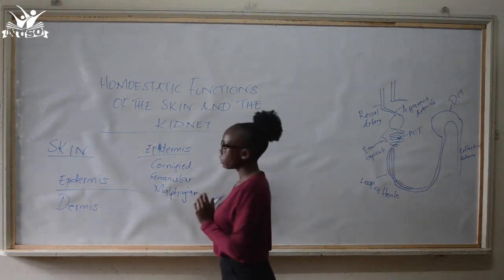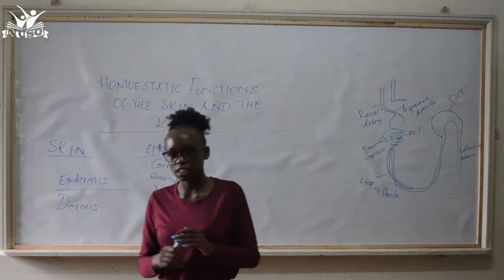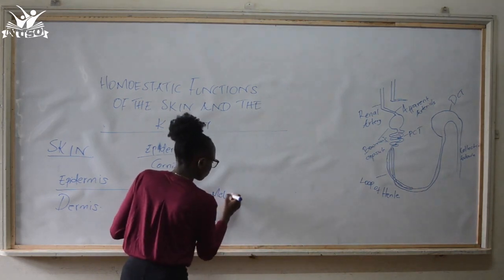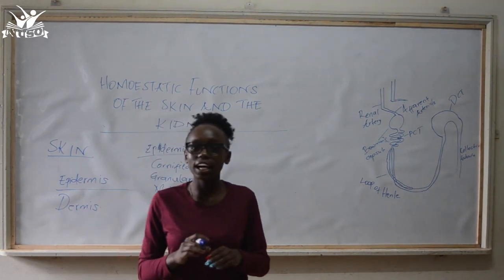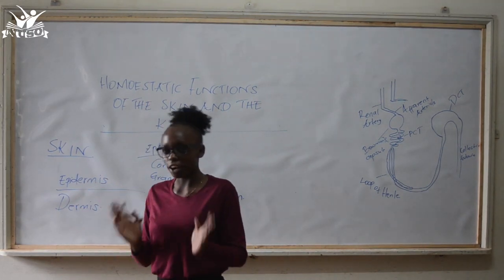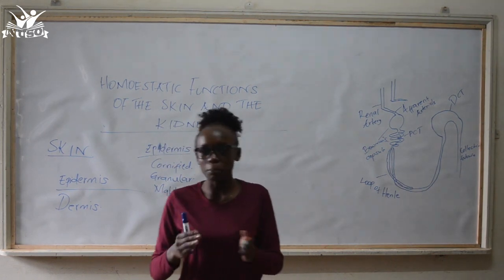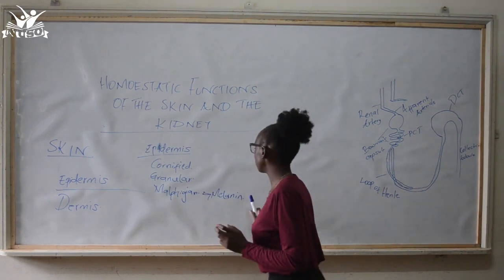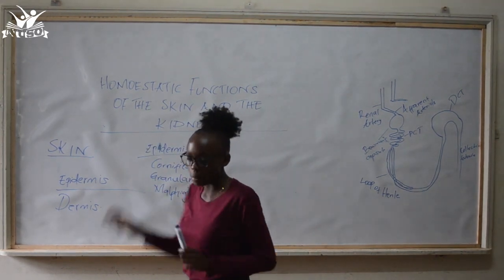We move on to the malpighian layer. The malpighian layer is the innermost layer of the epidermis. This layer contains melanin. Melanin determines the skin color of a living organism or a human being. That's why you'll find some people are light-skinned, others are dark-skinned. It is because of this melanin. Now that is the external structure of the skin.